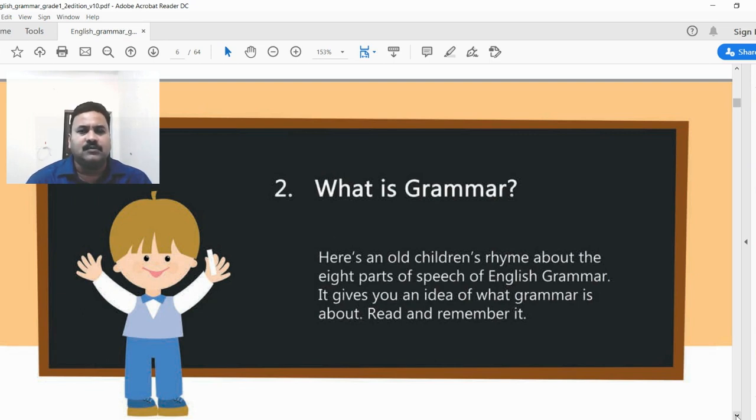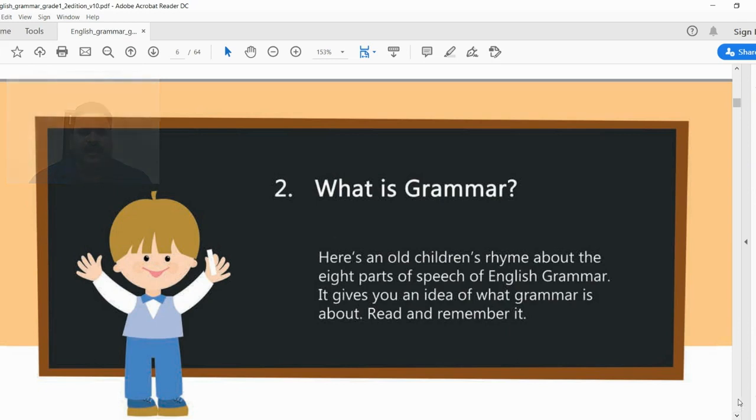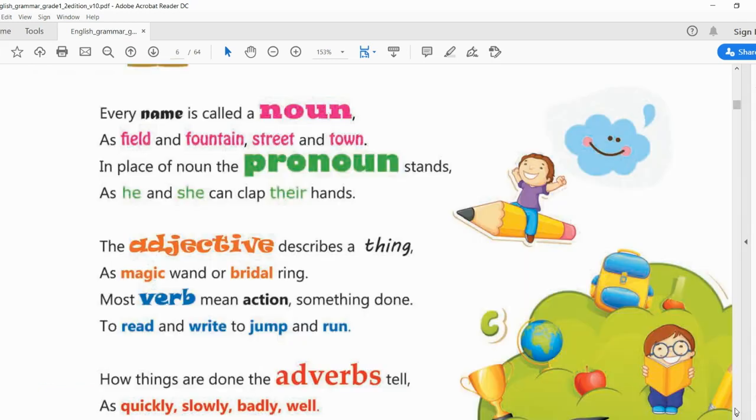And here is an old rhyme about 8 parts of speech. This is the easiest way to remember the 8 parts of speech. Always remember this rhyme. When you say it, you will know the meaning of these 8 parts of speech, and we'll study them in depth in the coming chapters. Let's go to the rhyme.